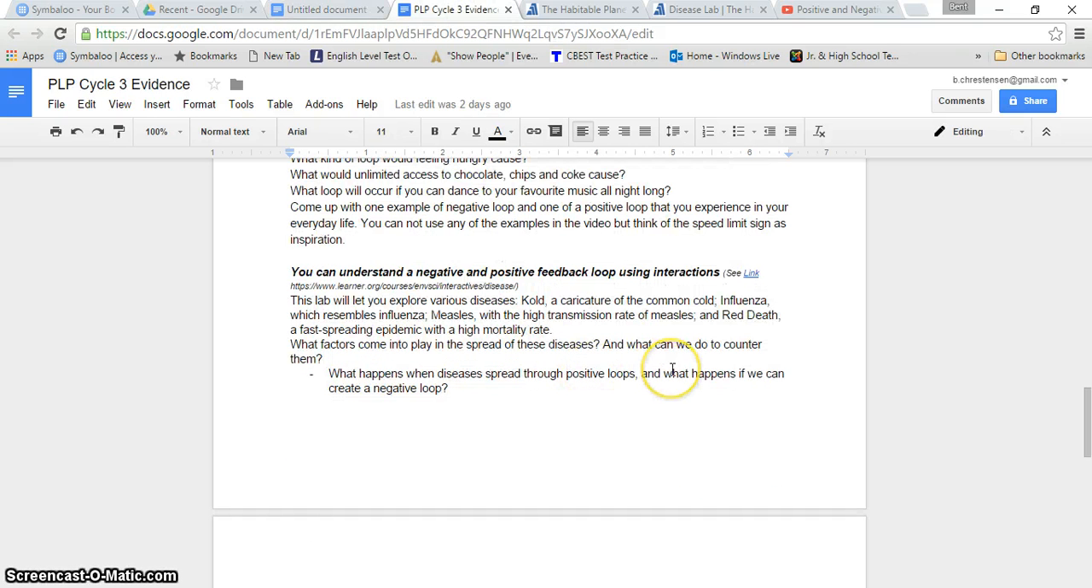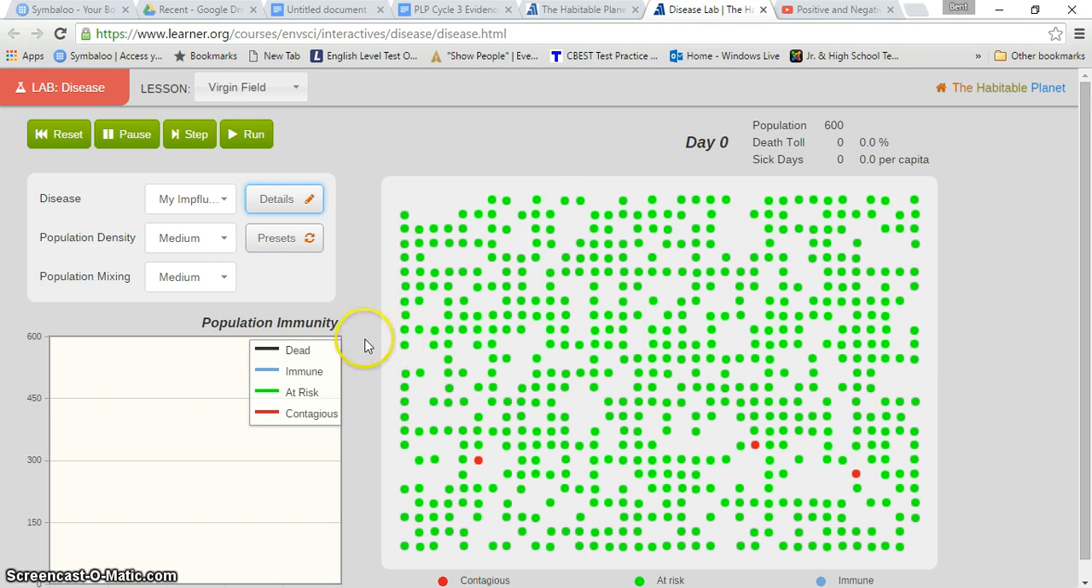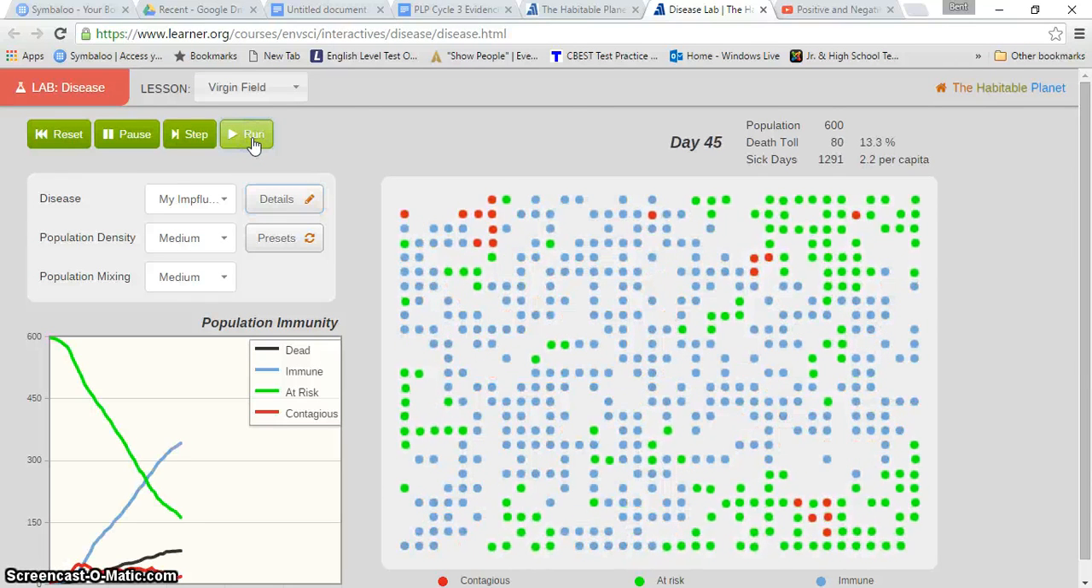The last joy factor would be to use a virtual interactive website where you can create negative loops or positive loops. You can put different factors in over here, and then you can run it. This one is with influence, and you can change the density of the population and the population mix, and then run it and see what kind of loop you get.